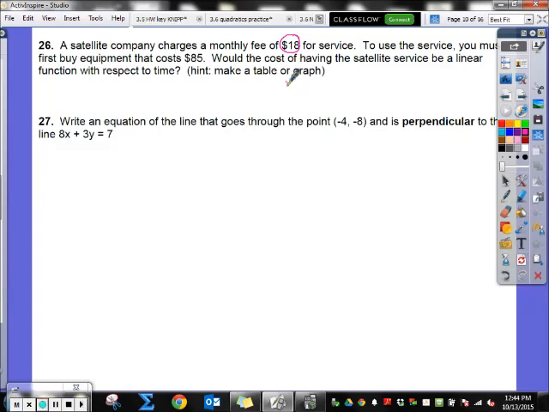27, we're going to write an equation of the line that goes through the point -4, -8 that is perpendicular, so hopefully you're thinking opposite reciprocal whenever you see that, to the line 8x plus 3y equals 7. Well, I can't see the slope in that line, so I'm going to have to make it in slope-intercept form.